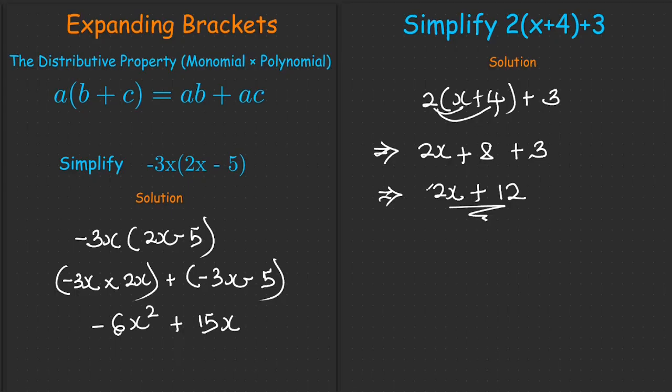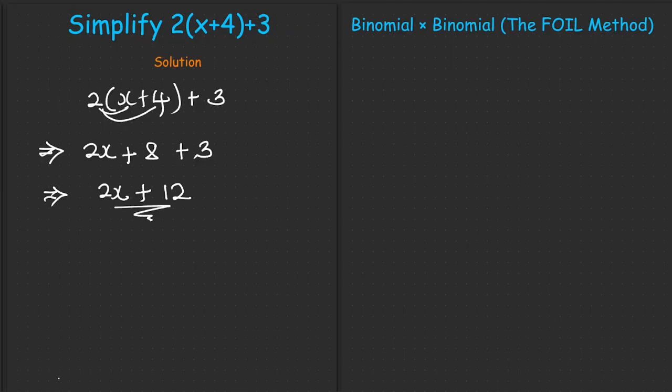Now you have to take note that you would not always have just one term in front of the bracket. You would not always have just a monomial in front of the bracket, as you have seen here. There are instances where we have binomials multiplying what? Binomials. That is, brackets multiplying other brackets. Let's look at how we go about that.